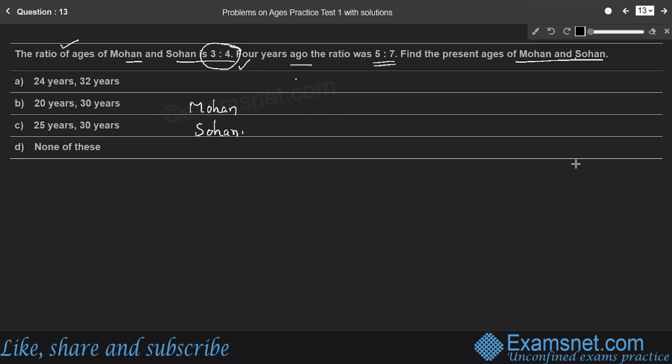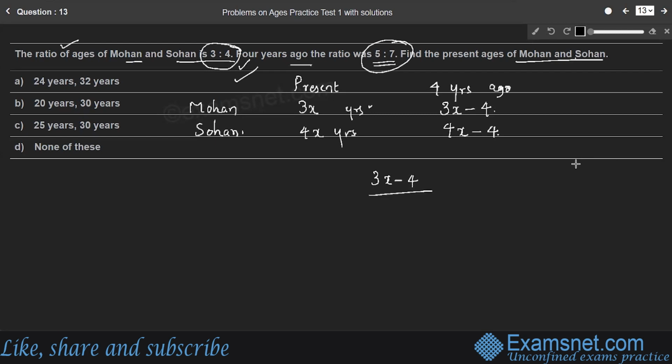So very easy question. Their present ages are 3x years and 4x years, based on the ratio, right? 4 years ago, the age of Mohan was his present age minus 4 years, and Sohan's age was present age minus 4 years. And the ratio is already given. 4 years ago, the ratio was 3x minus 4 is to 4x minus 4, which is 5 is to 7, which is 5 by 7.